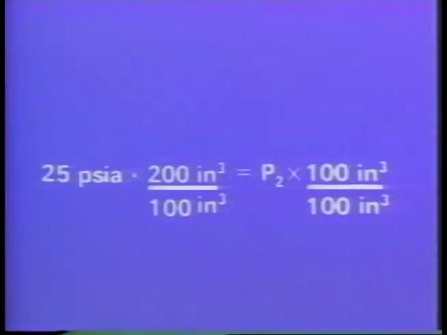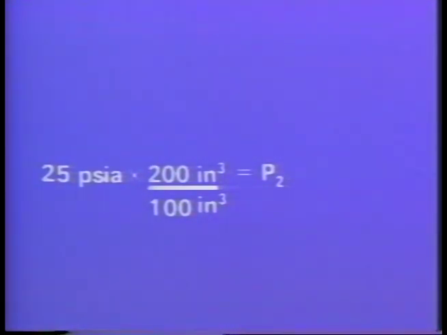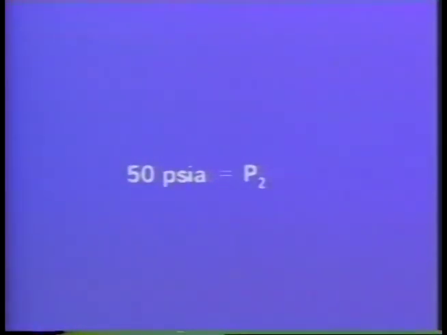To solve the equation, we'll divide both sides by 100 cubic inches. 100 cubic inches cancel on the right side, leaving only P2. When we do the math, we find P2 equals 50 psia. The answer agrees with what we discussed earlier. This equation can be used with any starting conditions, as long as pressure is expressed in psia.